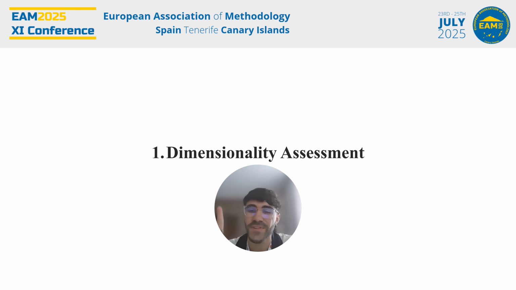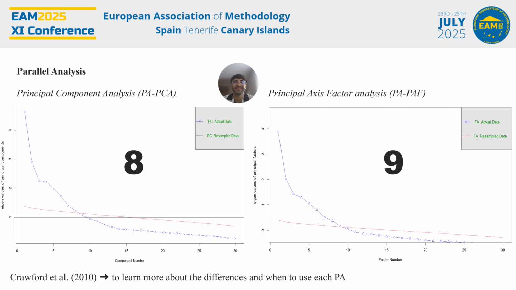1. Dimensionality assessment. To start the dimensionality analysis, we used two types of parallel analysis. The first is PA based on principal component analysis, which is generally recommended when the factors are expected to be weakly correlated. The second is PA based on principal axis factoring, which tends to work better when the factors are highly correlated. On the left, you can see the results from the PA-PCA method.